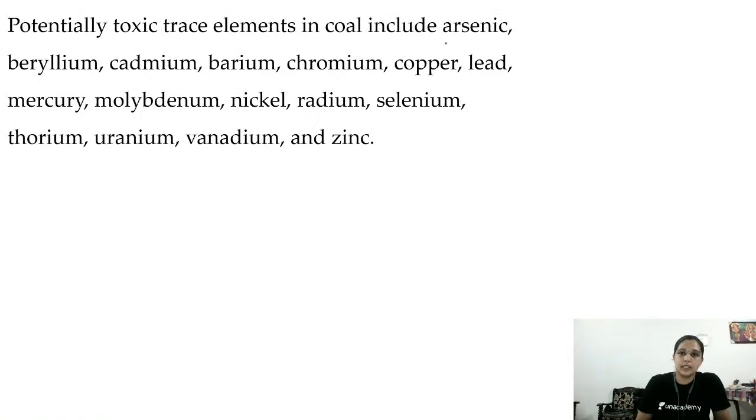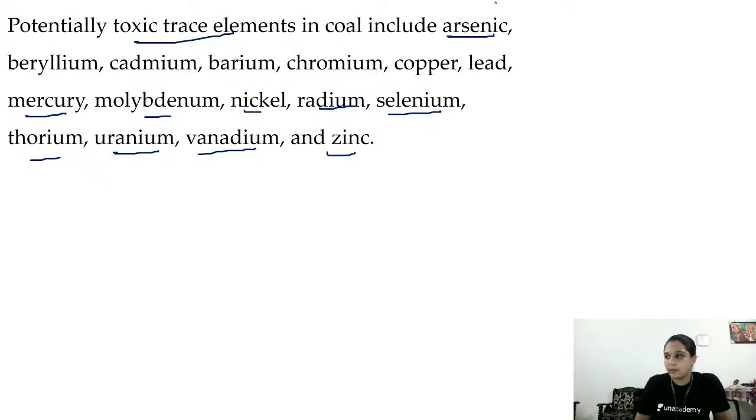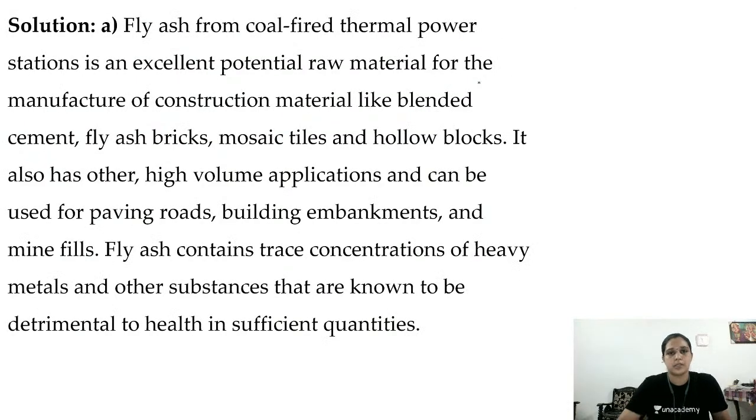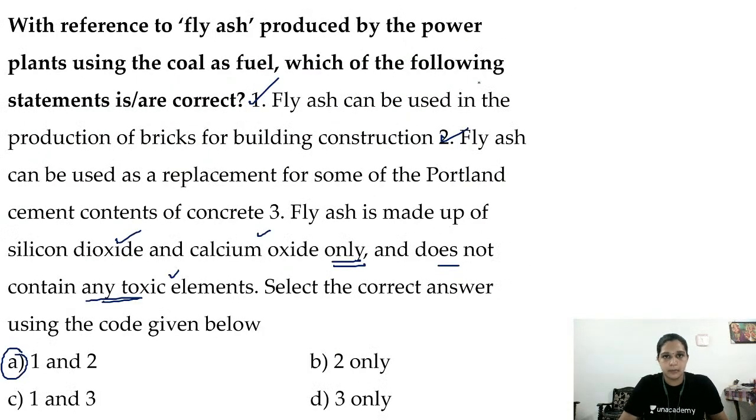See, coal includes arsenic, beryllium, cadmium, barium, chromium, copper, lead, mercury, molybdenum, nickel, radium, selenium, thorium, uranium, which is radioactive, vanadium, zinc, etc. It can contain toxic trace elements. Arsenic is a heavy metal toxic element. Many things are present. See, simple. If it is not toxic, why should we be concerned and why would UPSC ask a question? You understand? So I am eliminating the third option. The first and second options I know very well because fly ash was a very important current affair in that year. It caused air pollution and various health effects.